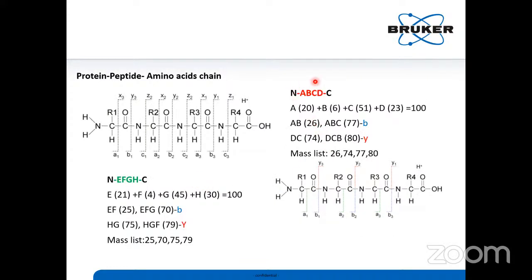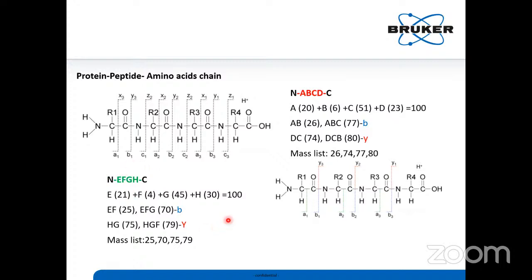Here, this is a clear example I want to mention. What are these B ions, Y ions? Why do you have to confirm, and how do you confirm by B ions and Y ions? What is the fragmentation here? For example, I am taking A, B, C, D as one peptide. Below it, I am taking E, F, G, H as another peptide.